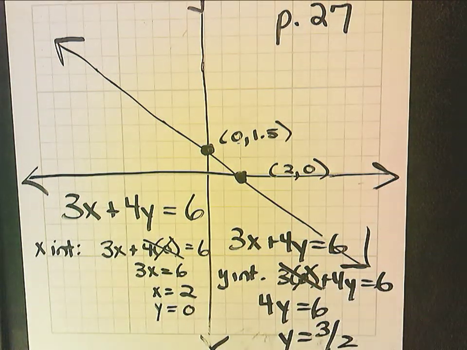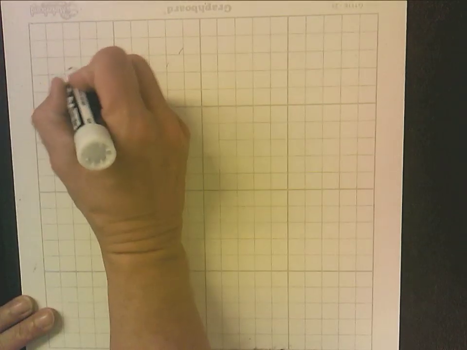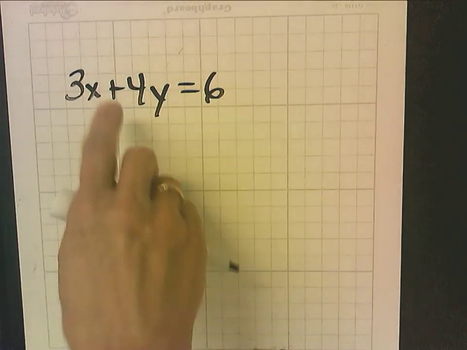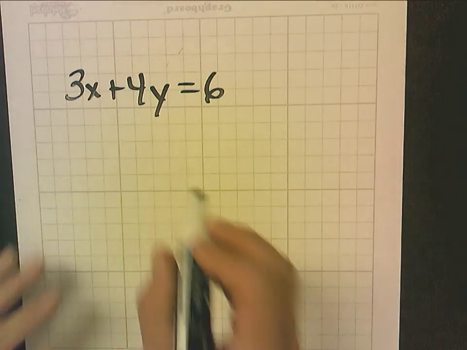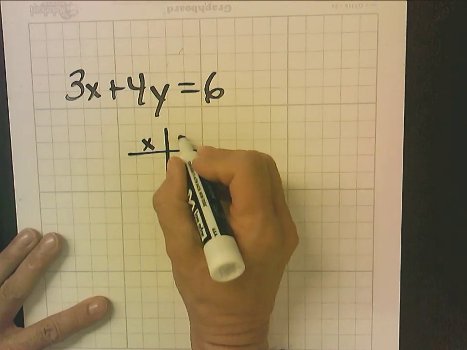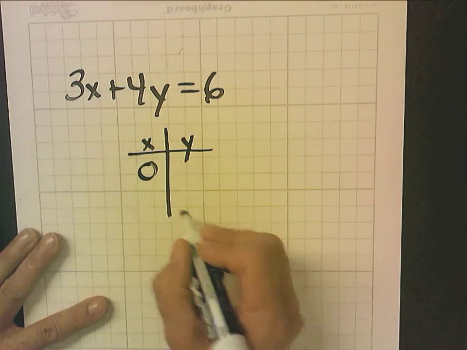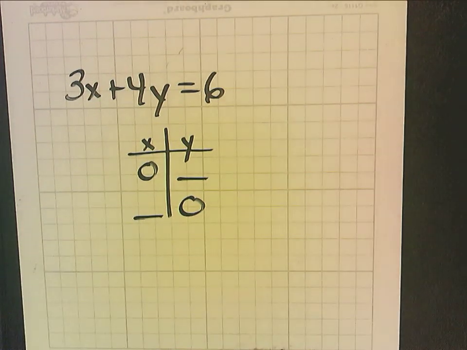Now, there's another way to do it. If you're comfortable with saying, okay, I'm going to first let x equal 0, then let y equal 0, and I'm going to show all that work, that's absolutely fine. But another way to do it is to draw a little T-chart. I know I'm going to let x equal 0 to find the y-intercept. I know I'm going to let y equal 0 to find the x-intercept.